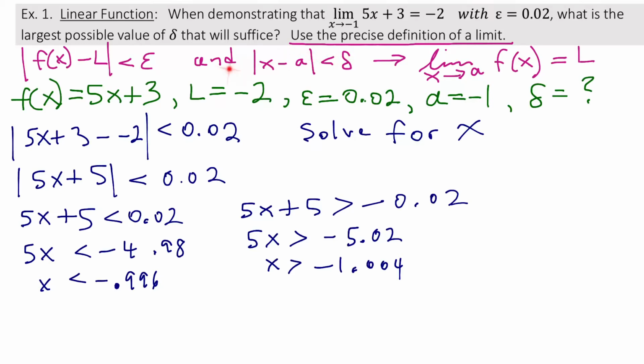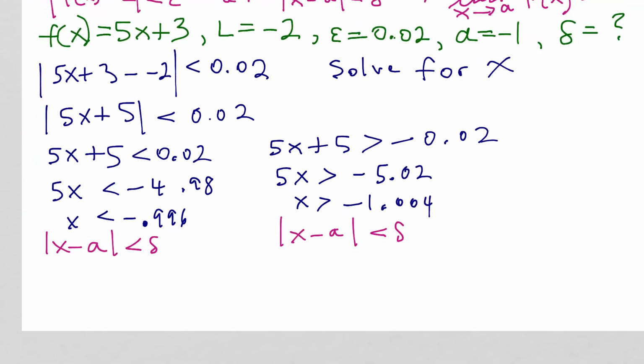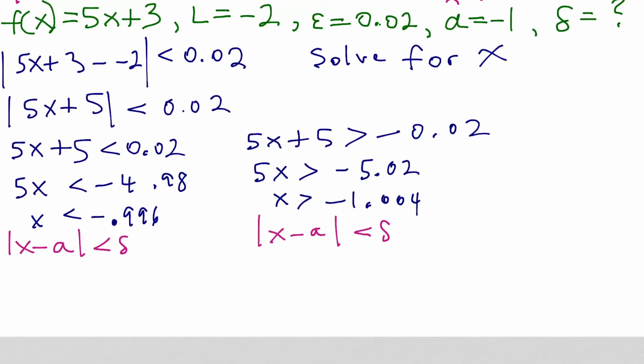All right, now we're going to bring in the right hand. This part here, the x minus A is less than delta part. So let's write that in. So I wrote that in on both of these sides here. All right, so I know x and I know A, so I should be able to determine delta here. All right, so x on this side is negative 0.996. A, we said, was negative 1.